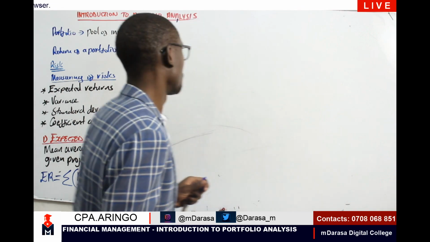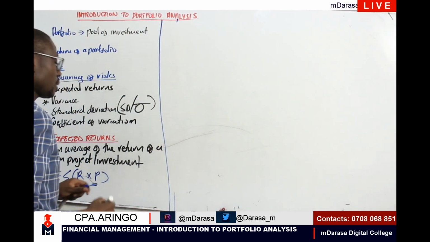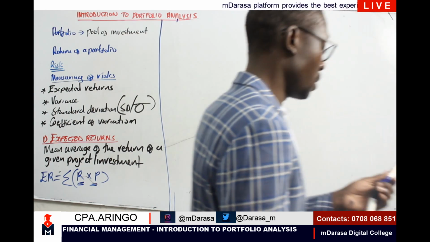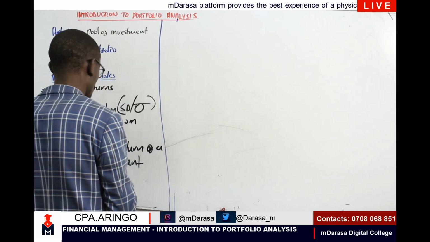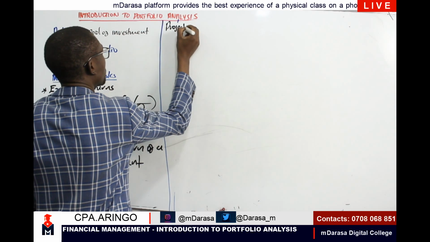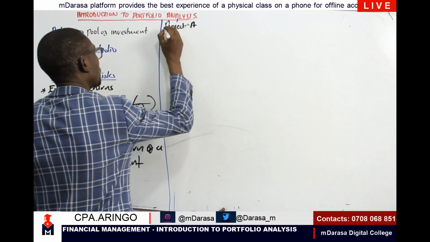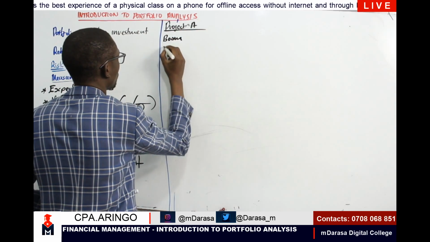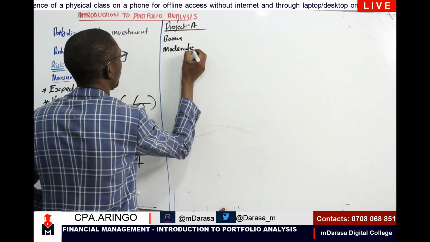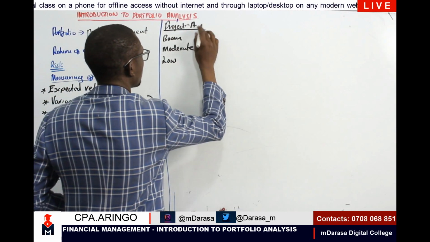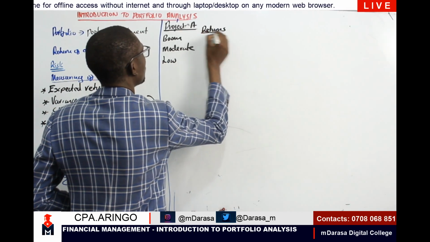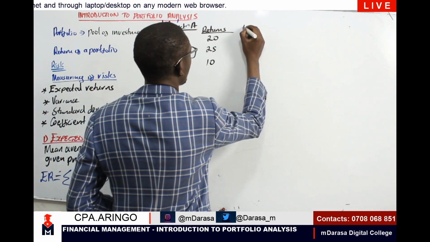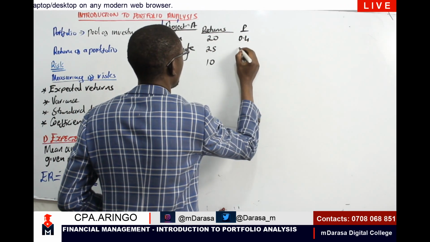Take, for example, this case, my good students. Assuming I'm given investment project A, with the following states of nature: boom, moderate, and low. The returns are maybe 20, 25, and 10. The probability of each state is maybe 0.4, 0.5, and 0.1.